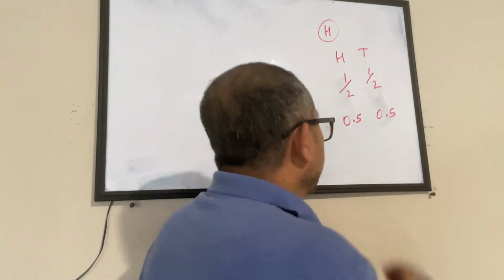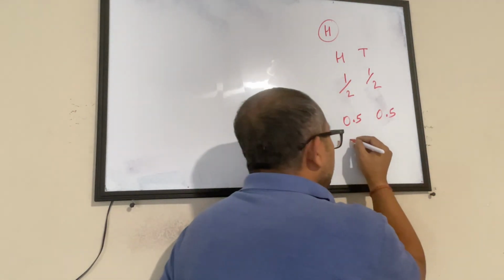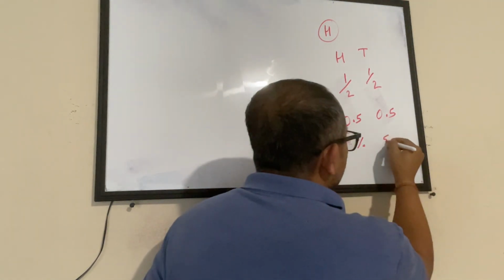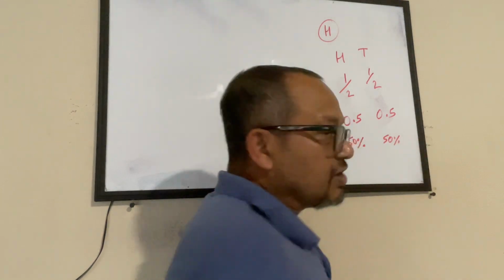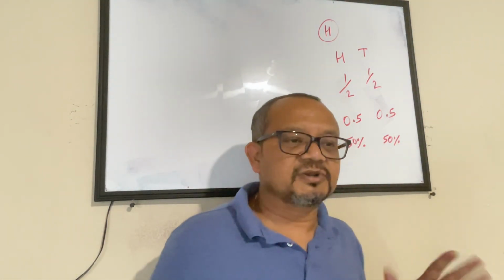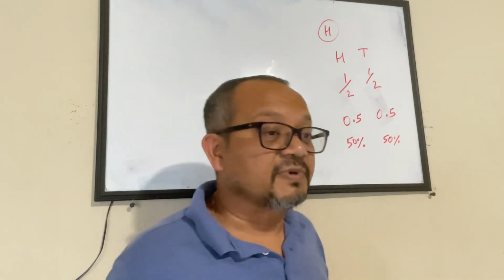Or you can make it more interesting, cryptic, confusing and say okay, 0.5 is equal to 50%. So when you toss a coin, whether you will get a head or a tail is 50%. So that is where some of you were saying 50-50.